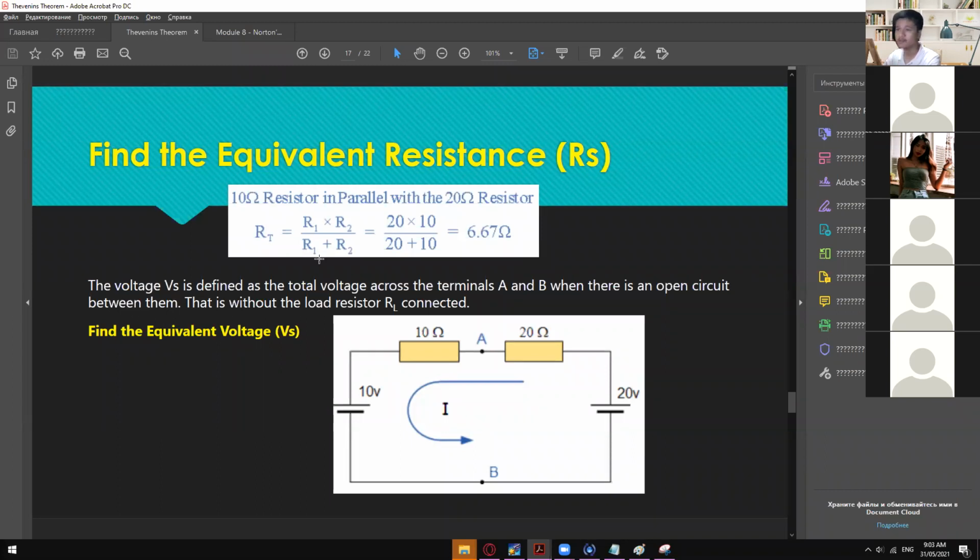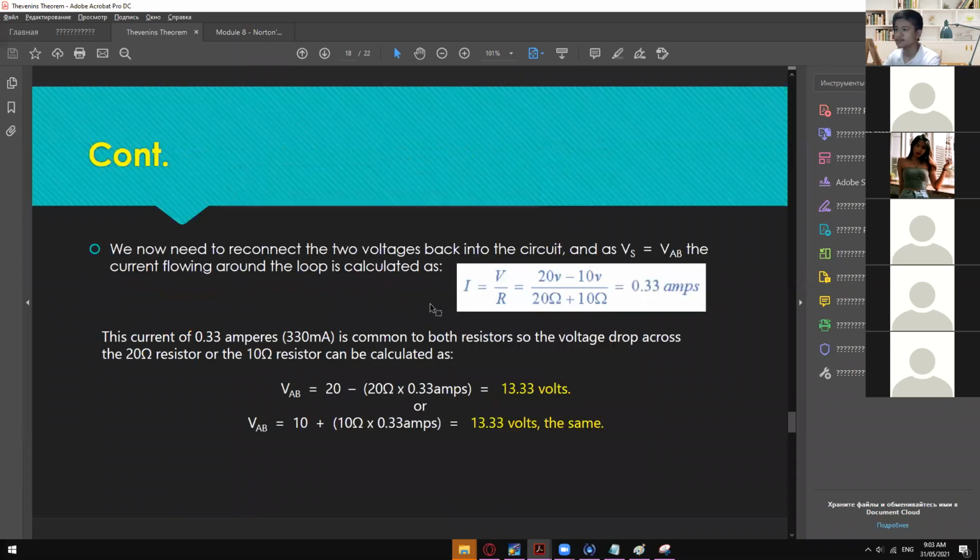After that we can now find the equivalent voltage, the VS or the VTH. In here, we are assuming this direction of current flow because, as you can see, this one has a larger value than this one. So basically, this will dominate the entire flow of current. From here, we can apply Ohm's law again or KVL, just for you to solve for the current.